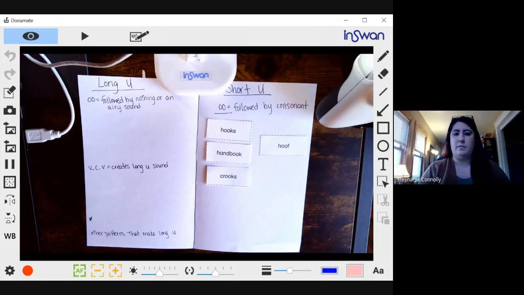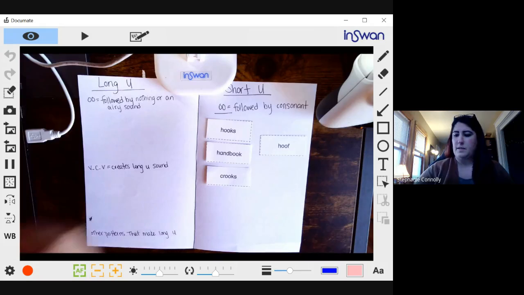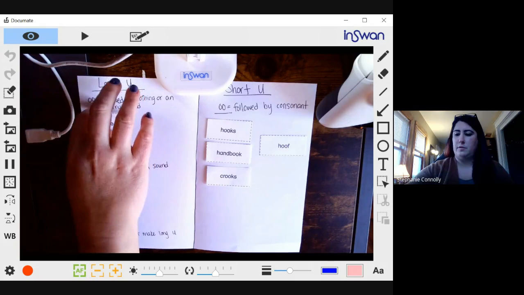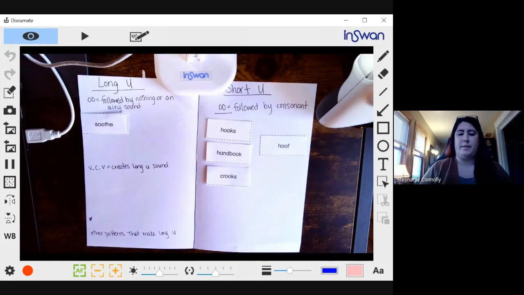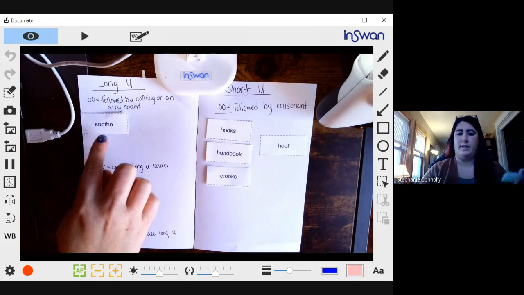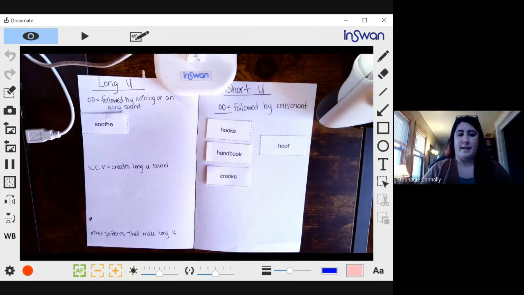Now, over here for long U, we have double O followed by nothing, so it's at the end of a word, or an airier sound. So what do I mean by that? Our first word is soothe. Soothe has a TH. When you make the TH sound, it's pretty airy, right? You can hear the air coming out. So soothe is long U with two O's and a TH blend. The same goes for the word booth. You have that same airy TH at the end.